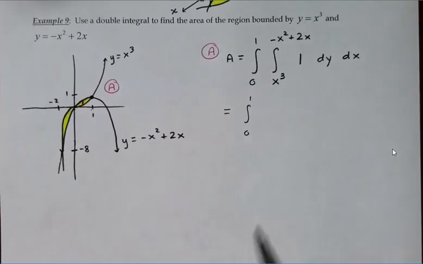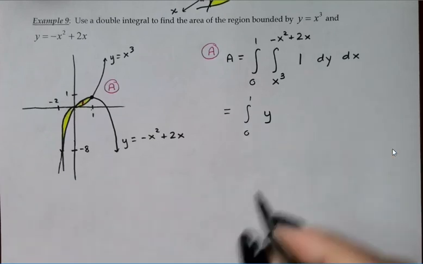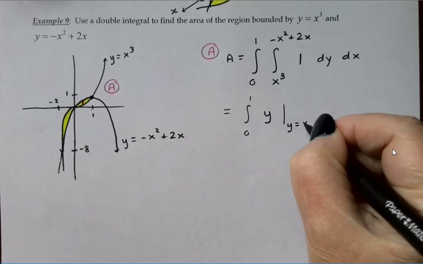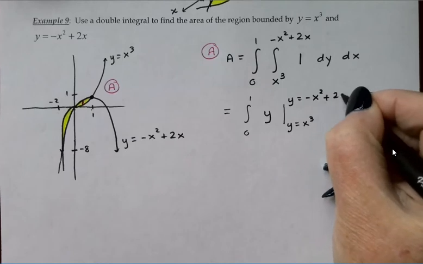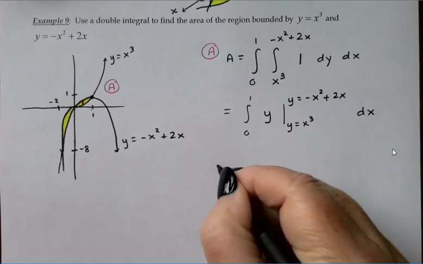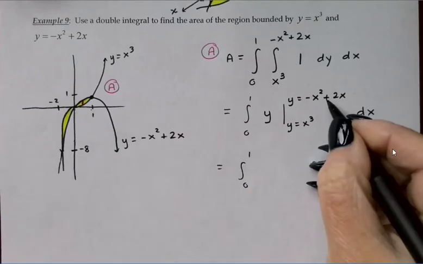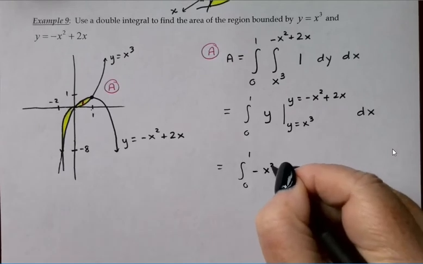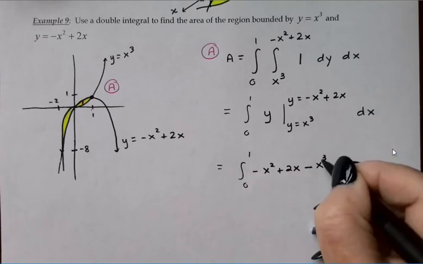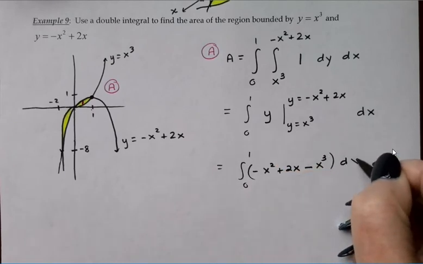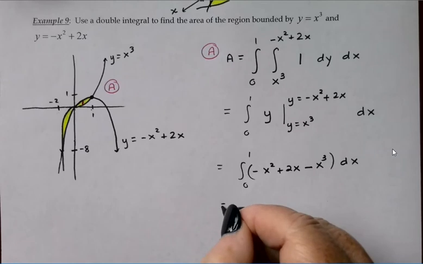This isn't too bad to integrate, since I'm just integrating the constant 1 dy. I will simply get 1y as y goes from y equals x cubed to y equals minus x squared plus 2x. And let's see, plugging in the top limit, I'll have minus x squared plus 2x. Subtract plugging in the bottom limit, x cubed. And at that point, it's simply a calculator problem. When I plugged that in, I got 5/12.